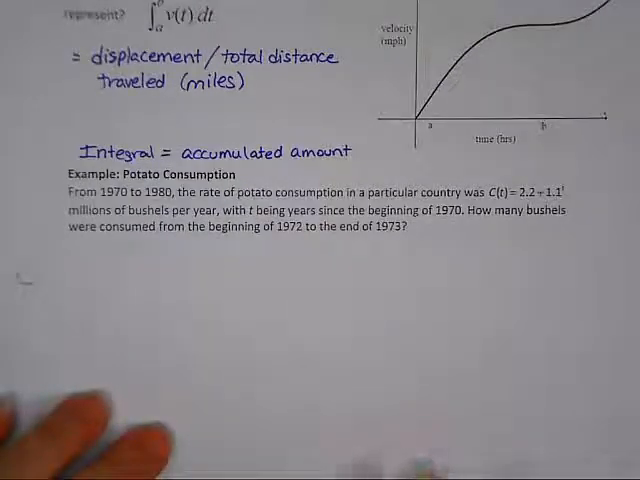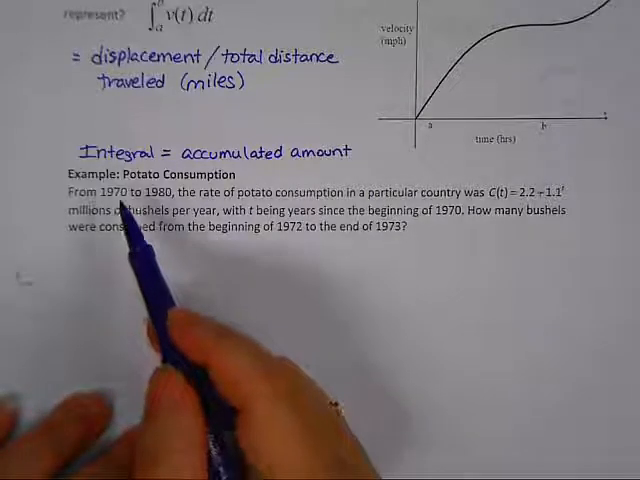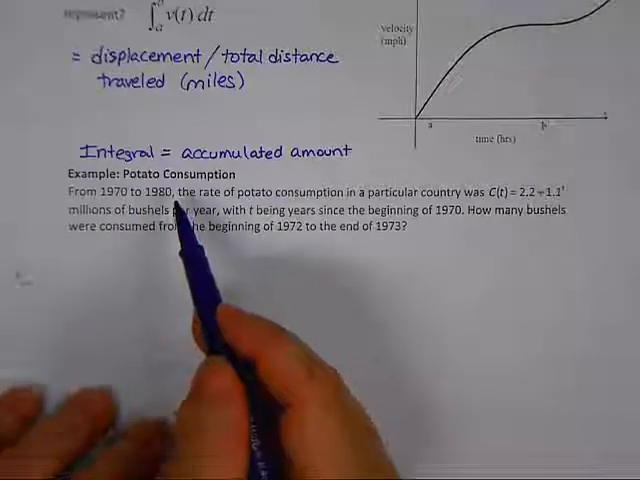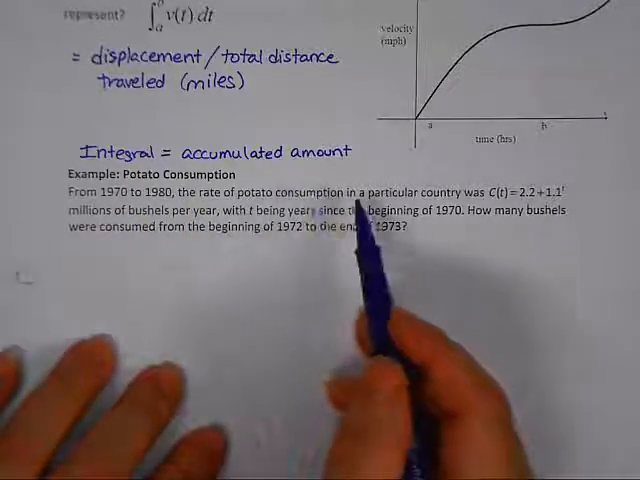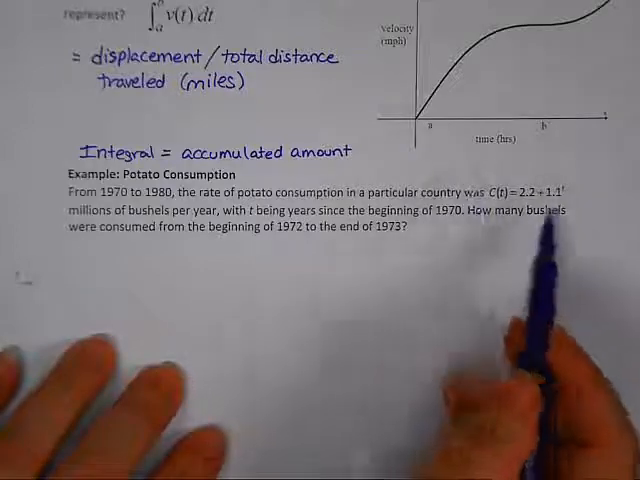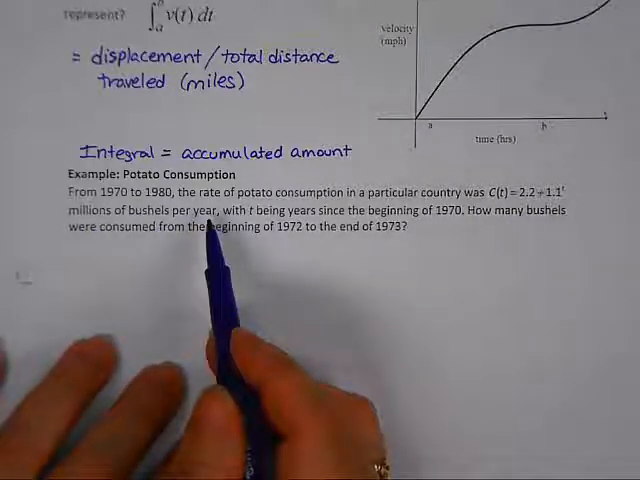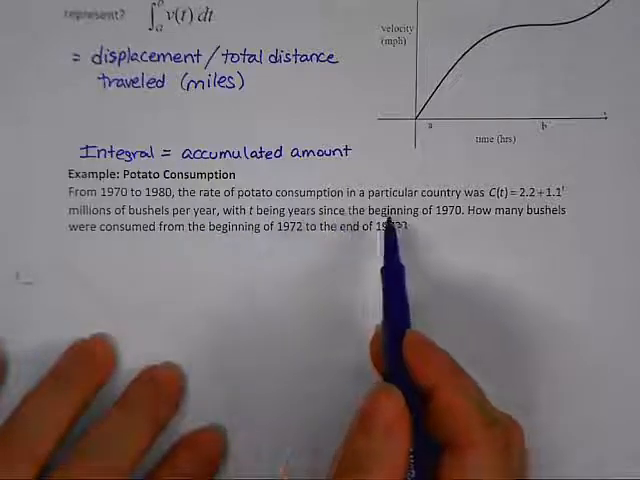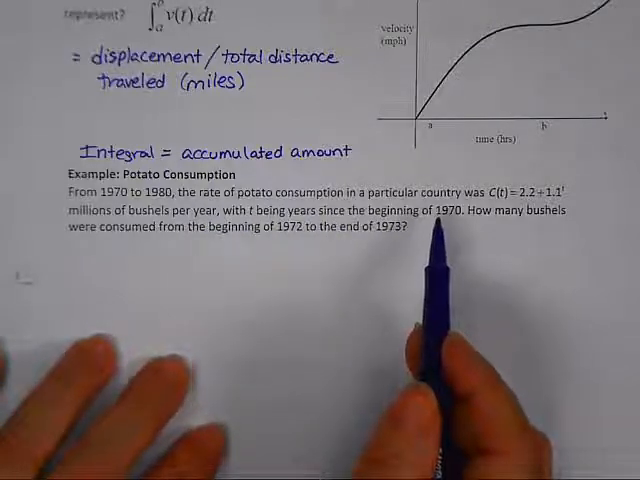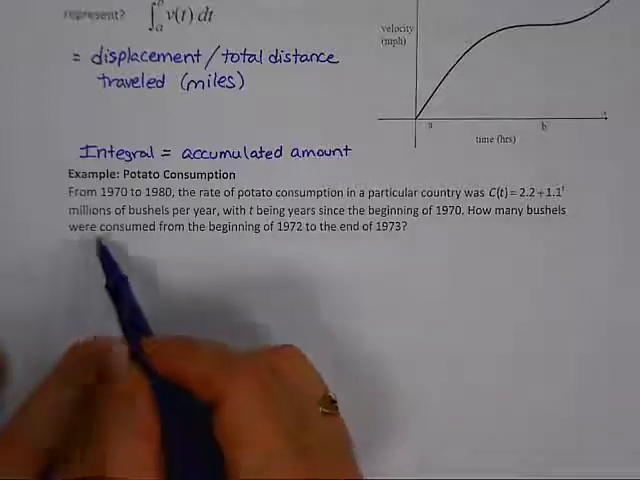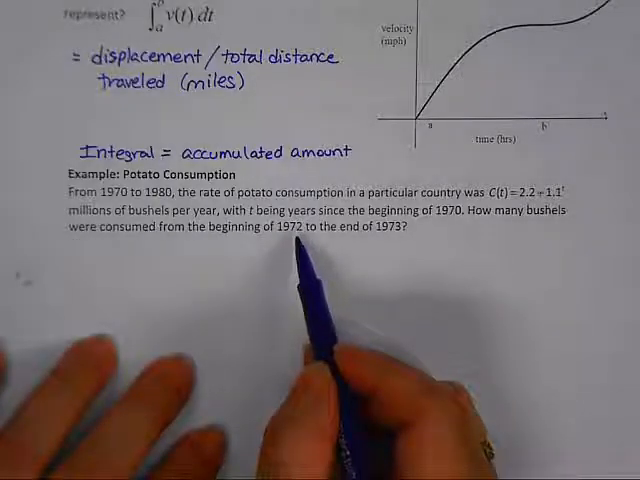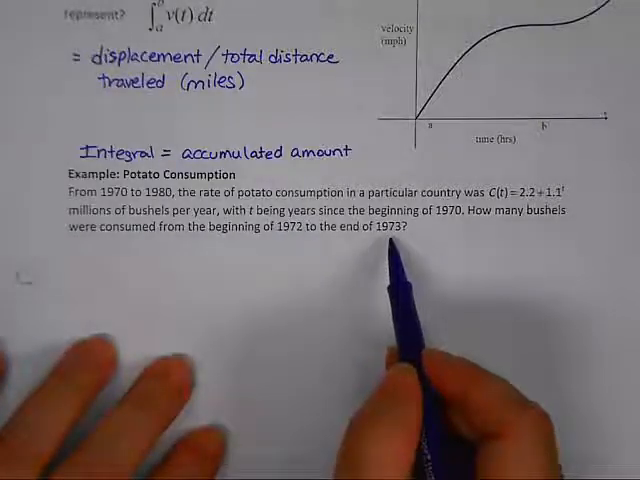Now this problem we're going to look at first does not even say the word integral anywhere, but you need to be able to read it and know that it means to integrate it. It starts out by saying from 1970 to 1980, the rate of potato consumption in a particular country was this function right here, millions of bushels per year, with t being years since the beginning of 1970. How many bushels were consumed from the beginning of 72 to the end of 1973?